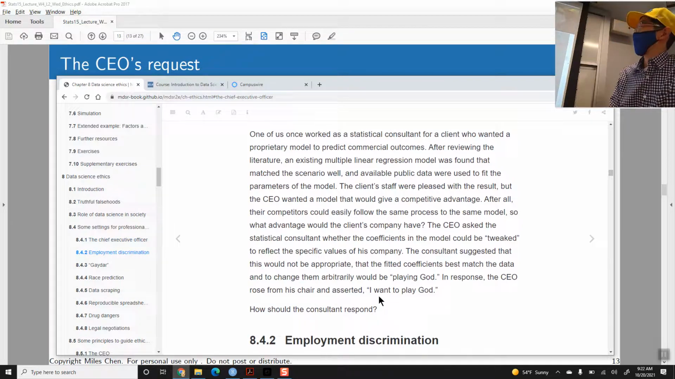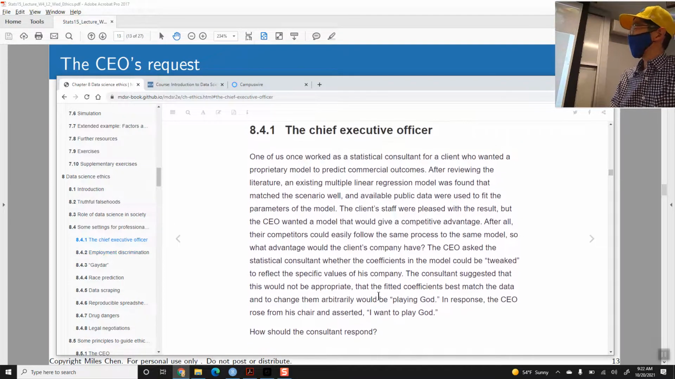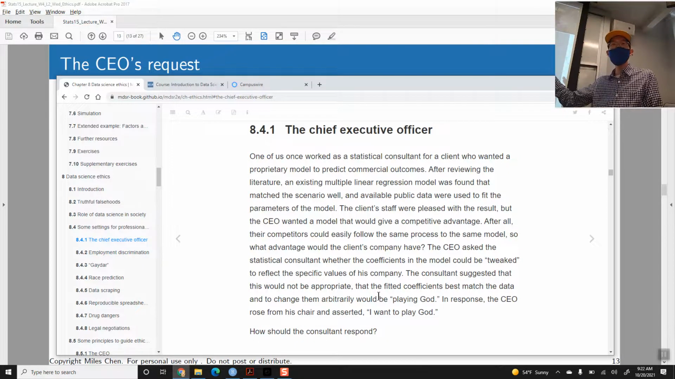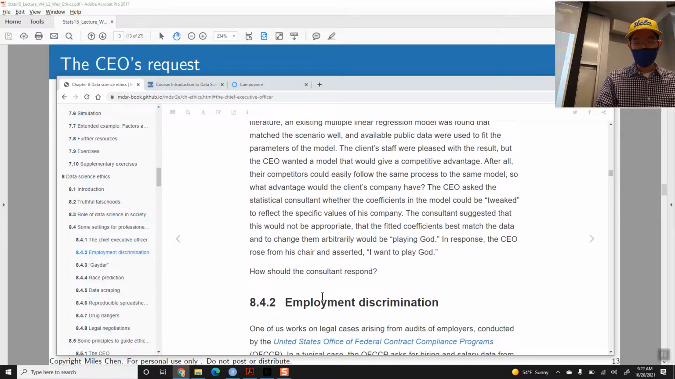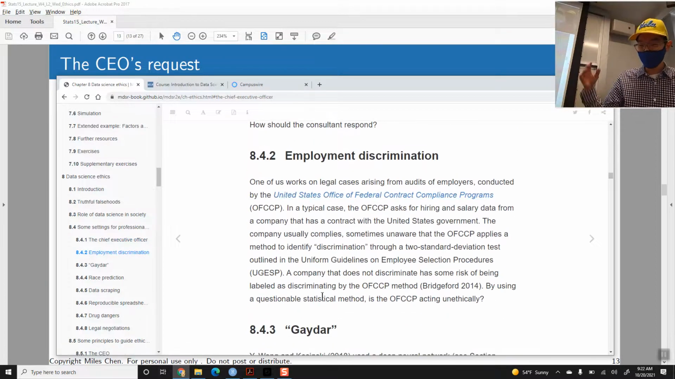How should the consultant respond here? We'll read through all of these, and we can open this up for discussion. I'll go through all of these different scenarios, and for some of them you might say, that doesn't seem like a problem, or maybe this is a problem.